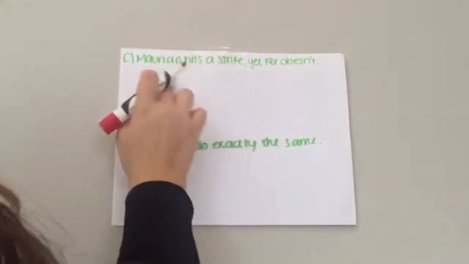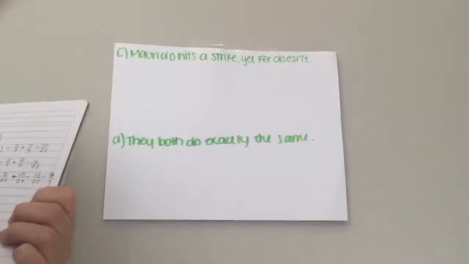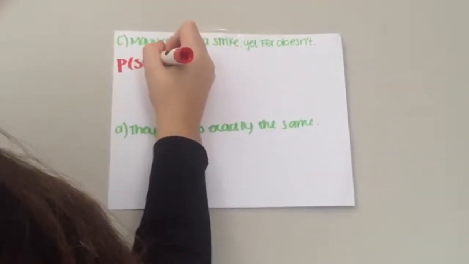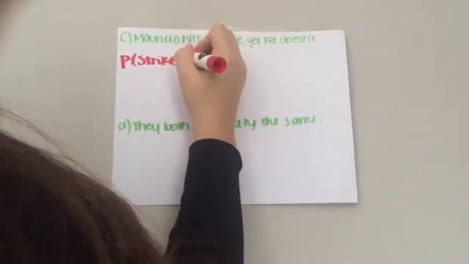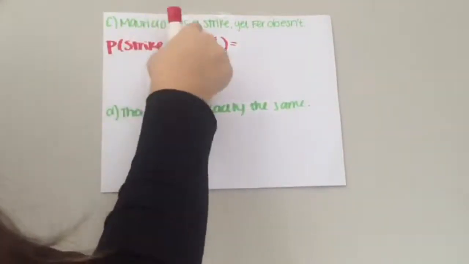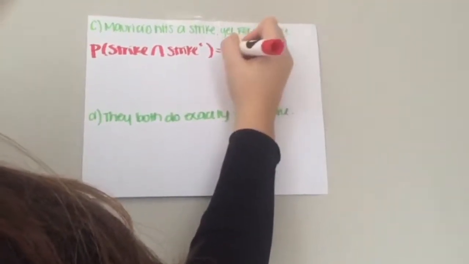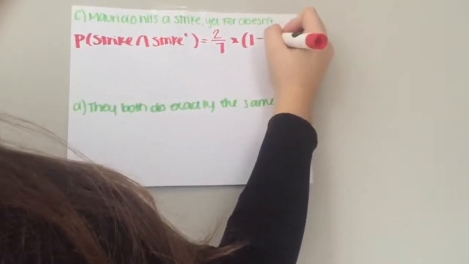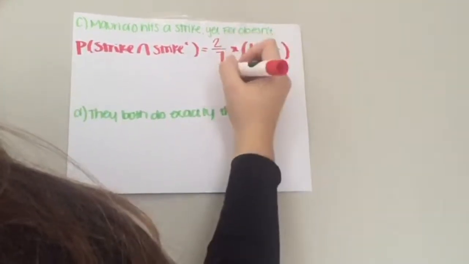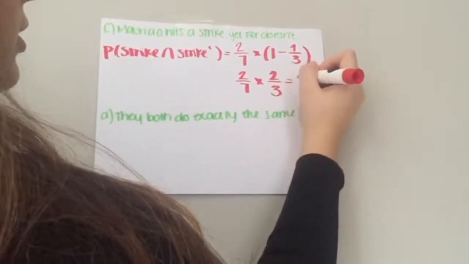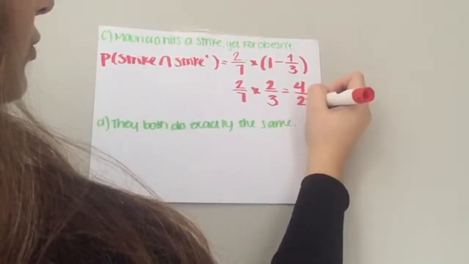Now letter C, it says Mauricio hits a strike, yet Fernanda doesn't. In here, it will be the probability of Mauricio hitting a strike and Fernanda doesn't, so it's the complement. And this will be the probability that Mauricio hits a strike, it's 2 out of 7, times the complement that Fernanda hits a strike. So this will be 2 out of 7 times 2/3. This is 4 out of 21.